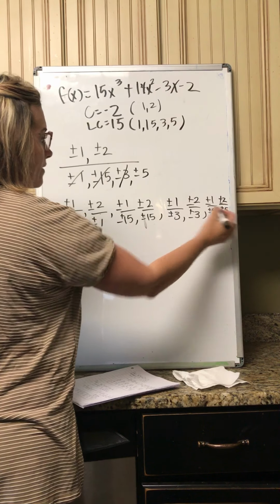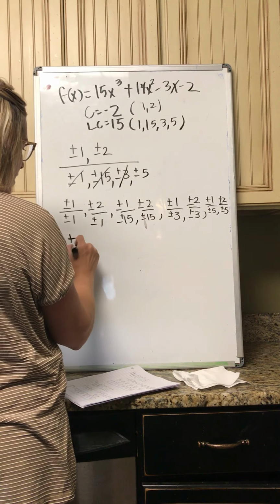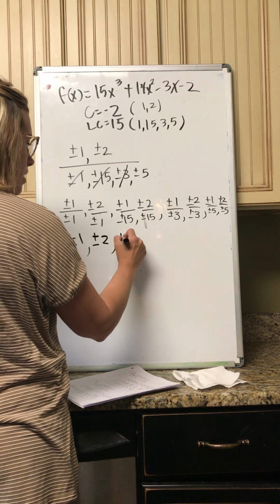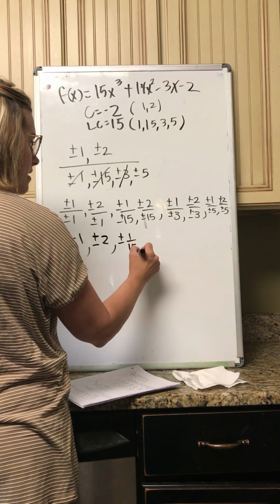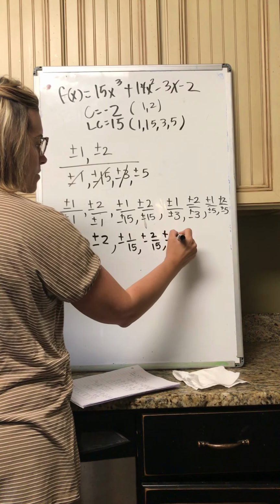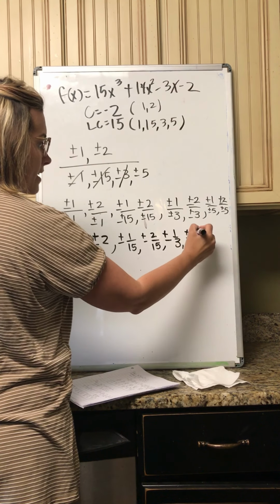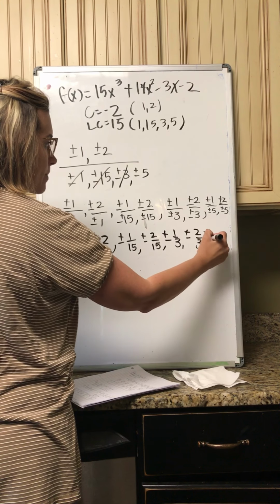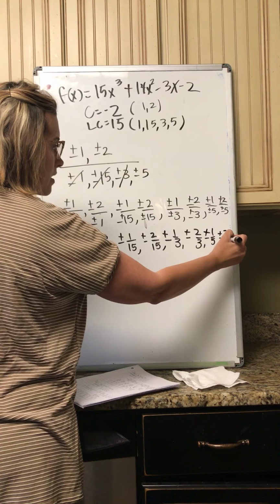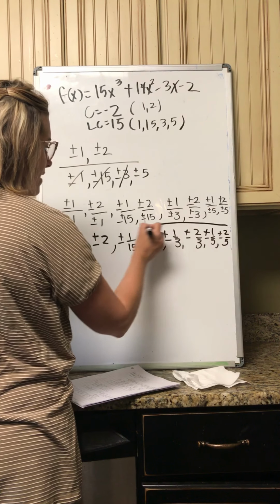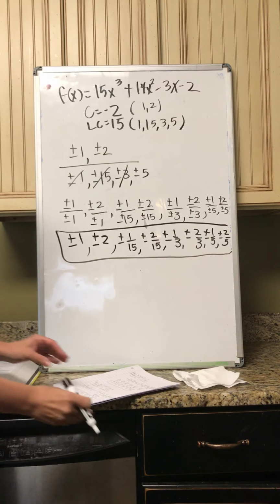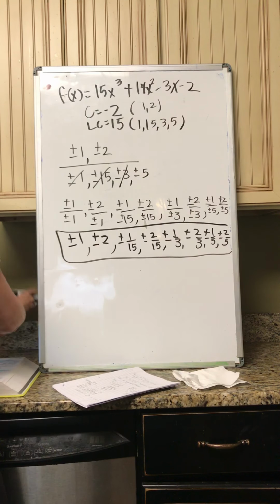So here, you've got plus and minus 1, plus and minus 2, plus and minus 1/15, plus and minus 2/15, plus and minus 1/3, plus or minus 2/3, plus or minus 1/5, and plus or minus 2/5. These are all possible zeros. Okay?